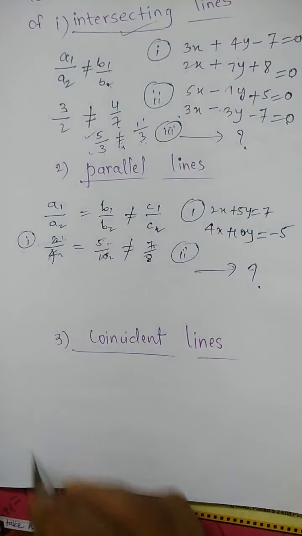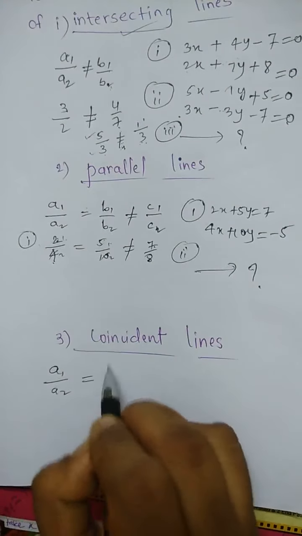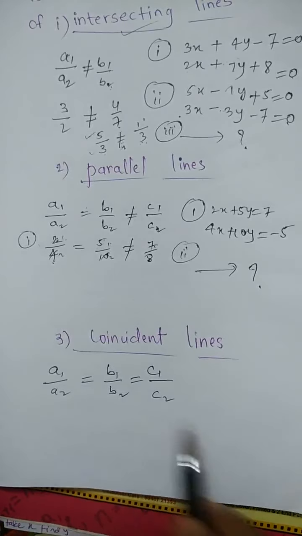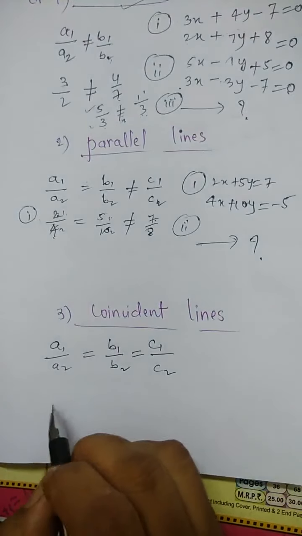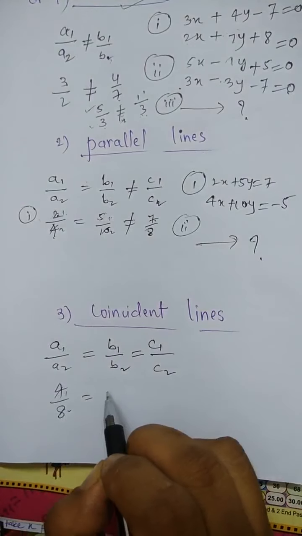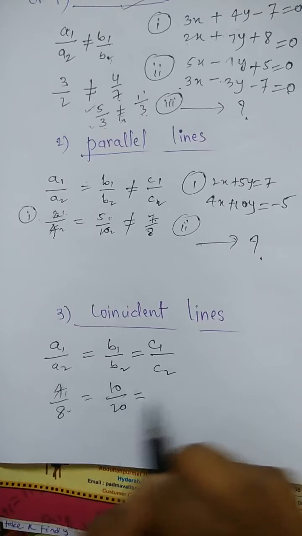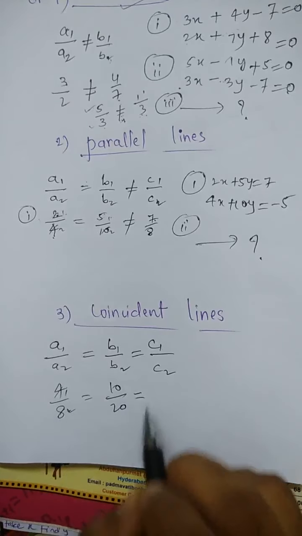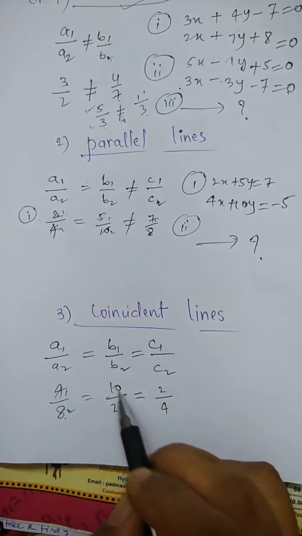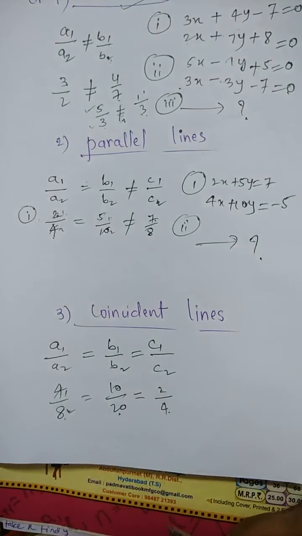Coincident lines. In coincident lines, what is the condition? A1 upon A2 is equal to B1 upon B2 is equal to C1 upon C2. All three should be equal, no? Now, how to take? If you take 4 by 8, 4 ones are 4, 4 twos are 8. You can take 10 by 20, or 2 by 4. All three are equal, you should get the fraction 1 by 2.